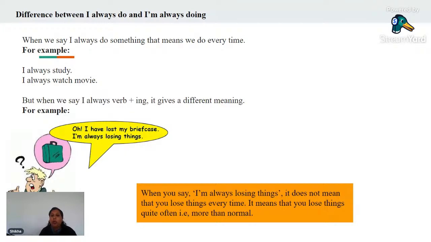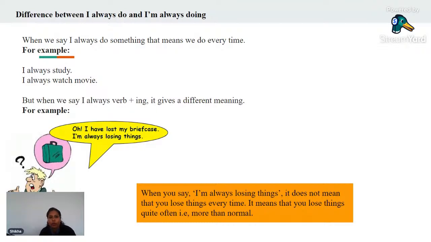But when we say I always verb plus ing, it gives a different meaning. For example, here, this person is telling, oh, I have lost my briefcase. I'm always losing things. Okay. So when we are using ing with the verb, it doesn't mean every time he is doing it, but as such, he is doing it often. Okay. So when you say I'm always losing things, it does not mean that you lose things every time. It means that you lose things quite often, that is more than normal.